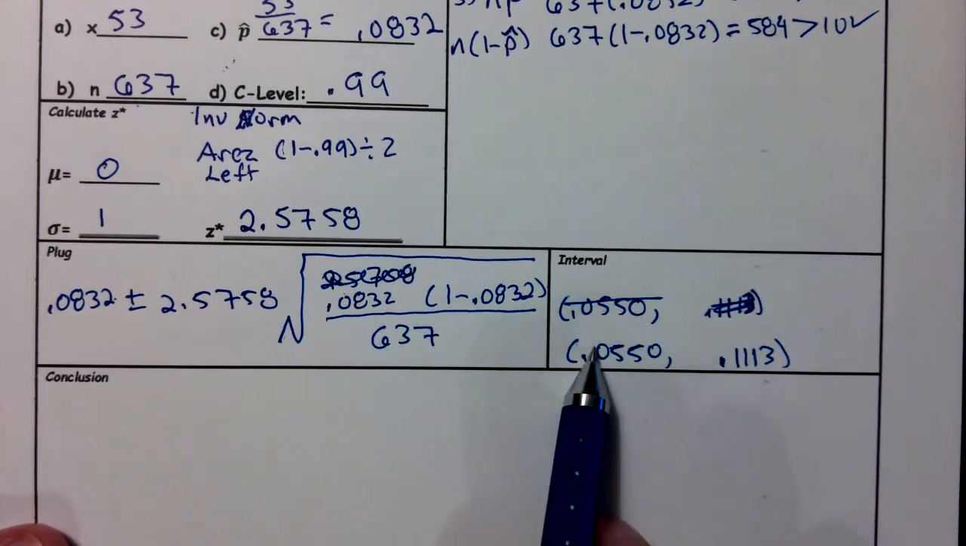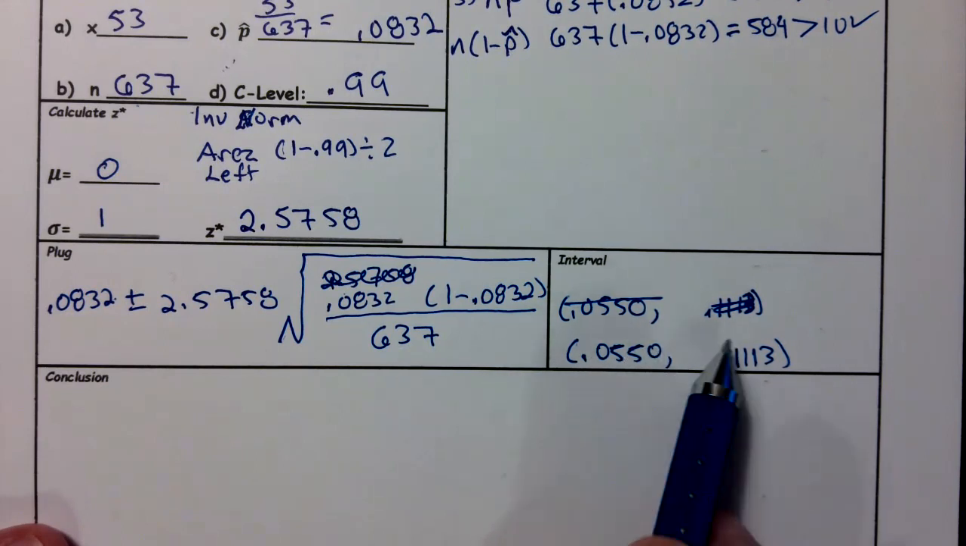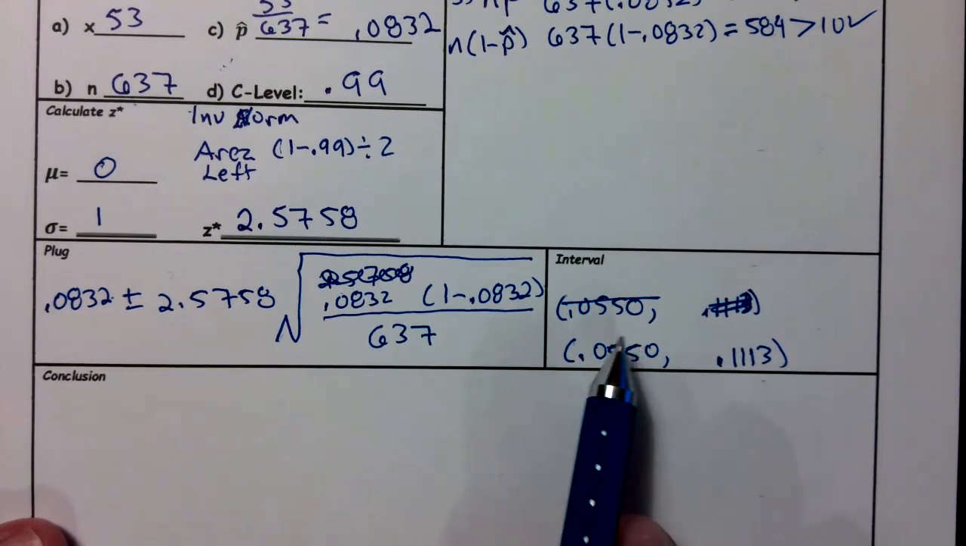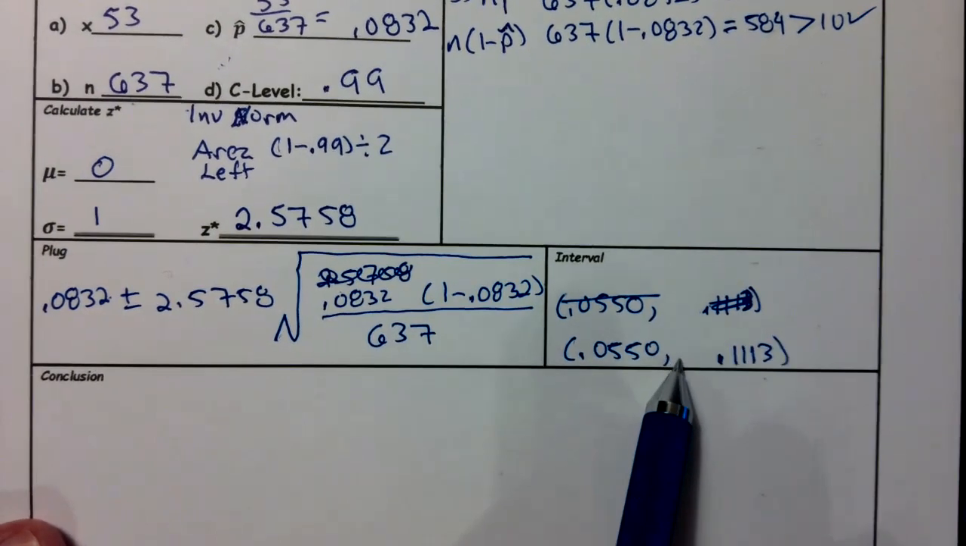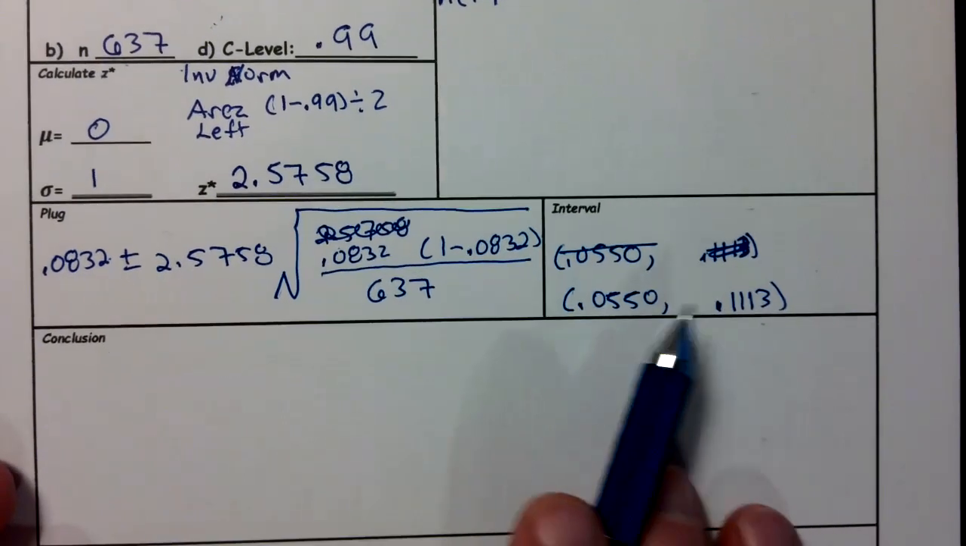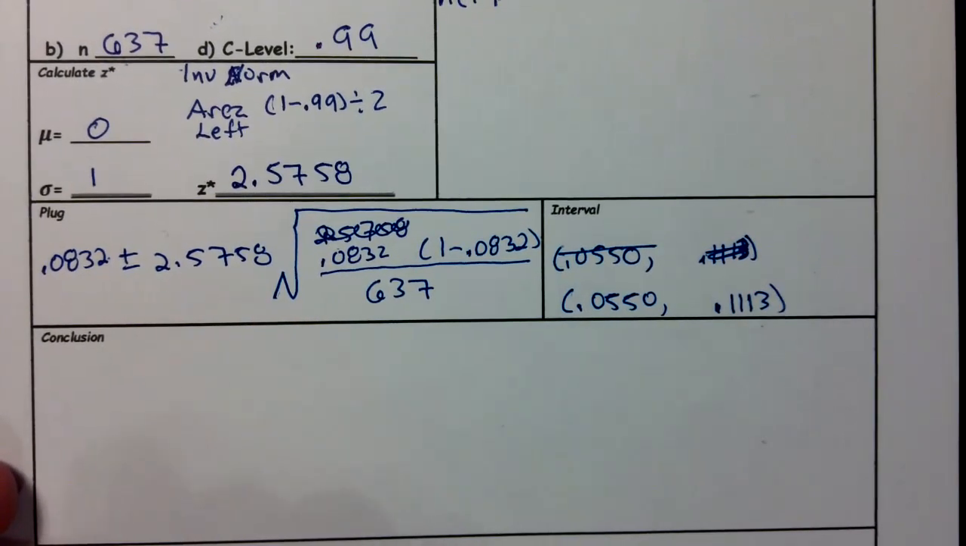5% is not in this interval. This is above 5%. So based on our confidence interval, as opposed to the hypothesis test, they're going to say, hey, we need to go sue this car company. We're going to make money. So in this case, they'd probably take this case.